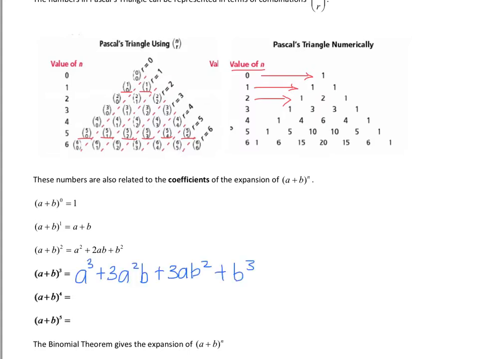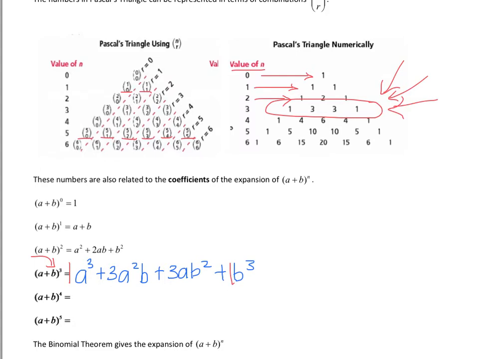Hey, I think I see what's going on here. If I look at the coefficient, which means the number in front of the variable in each term of (a + b) to the 3, I see the numbers from the third row of Pascal's triangle. So we have 1a cubed, and then 3a squared b, 3ab squared, and then 1b cubed. And those coefficients, 1, 3, 3, 1, are in row 3. And 3 is the exponent that we were using in our expansion. That's pretty cool. It is really cool.